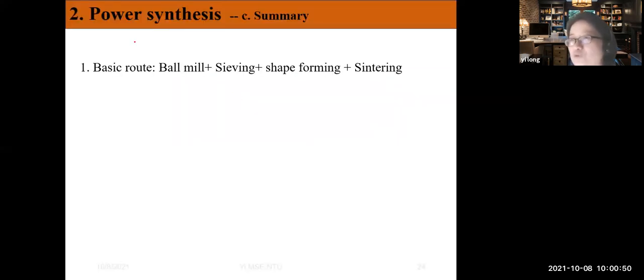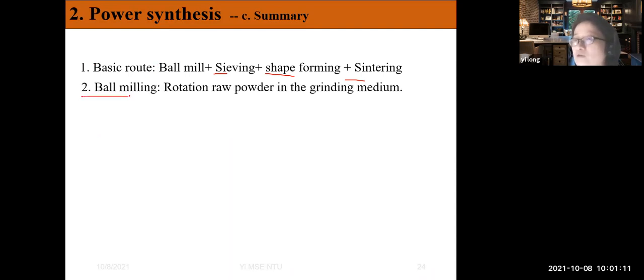Okay, so let's quickly review what we learned so far. The basic steps are ball milling, sieving, shape forming, and sintering. I will always use a baker's cake as the analogy. Ball milling, sieving, shape forming, and sintering. And what is ball milling? Ball milling is rotating raw powders in grinding media.